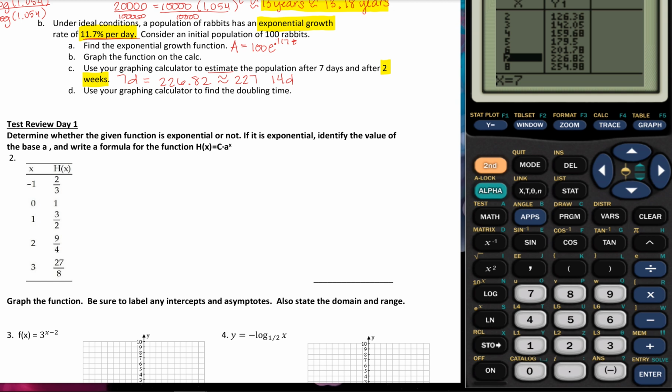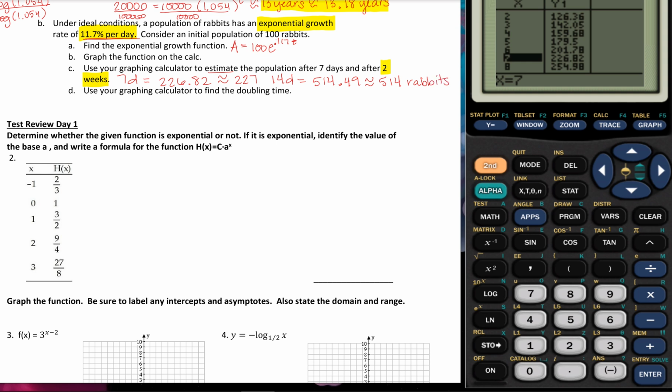If you look at 14, it should be 514.49. So 14 days is 514.49. Sorry, guys, my calculator is lagging. Which, of course, rounded is going to be about 514 rabbits.